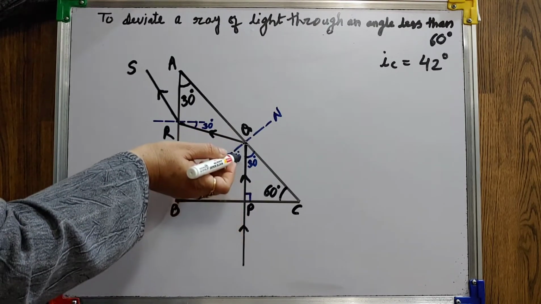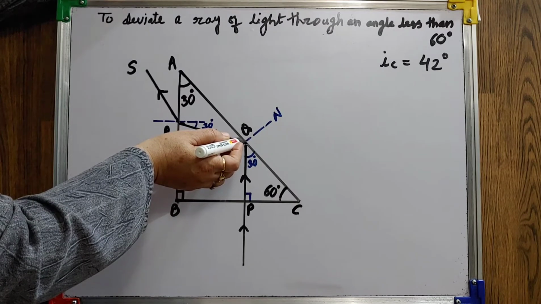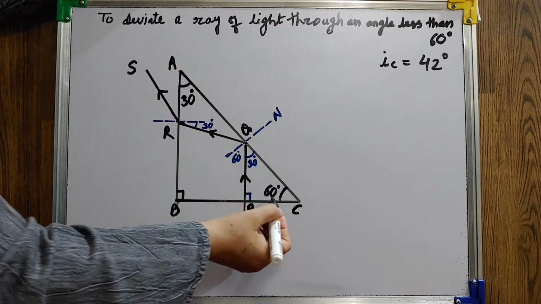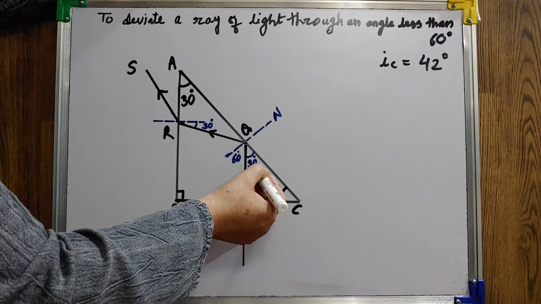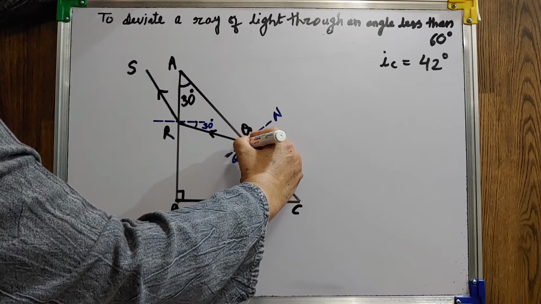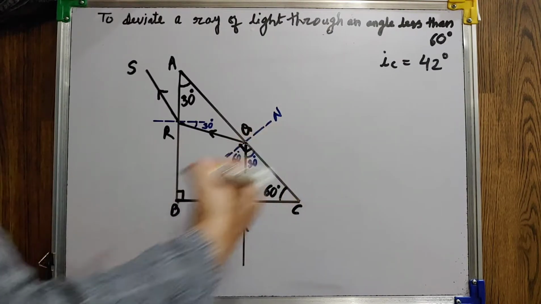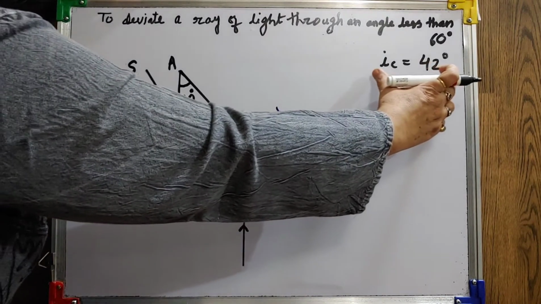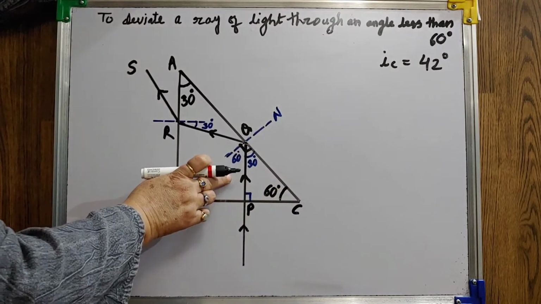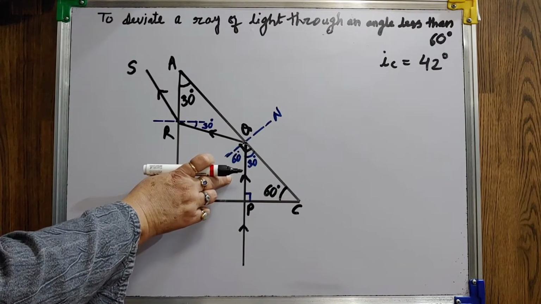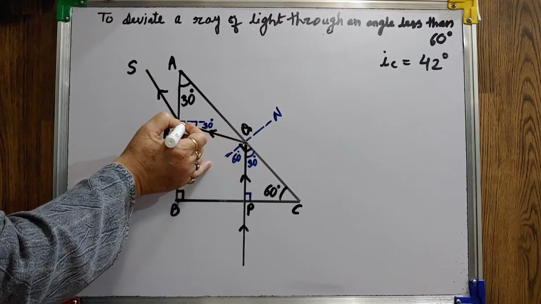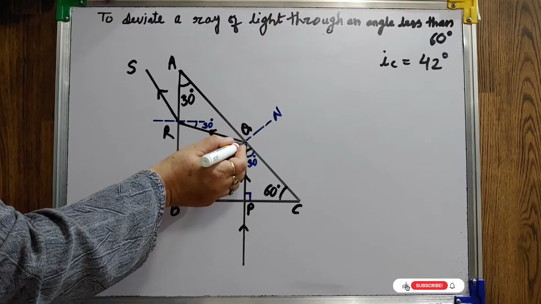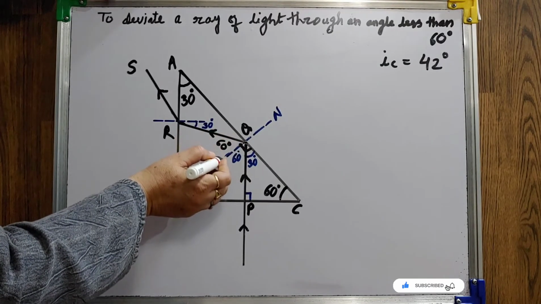Now, after entering the prism, it strikes AC at Q. Now, this is the normal. This angle is 60 degrees. This is 90, so this is 30 degrees. You know, the normal is perpendicular to this face, so this remaining angle is 60 degrees. Now, here 60 degrees is greater than 42, so the ray suffers total internal reflection. Now, this will deviate like this. This is also 60 degrees because at point Q, reflection is there.